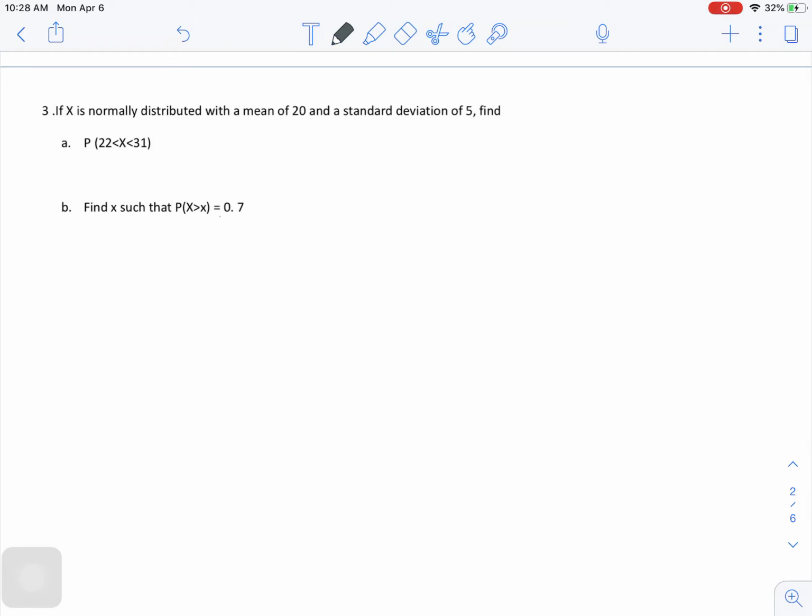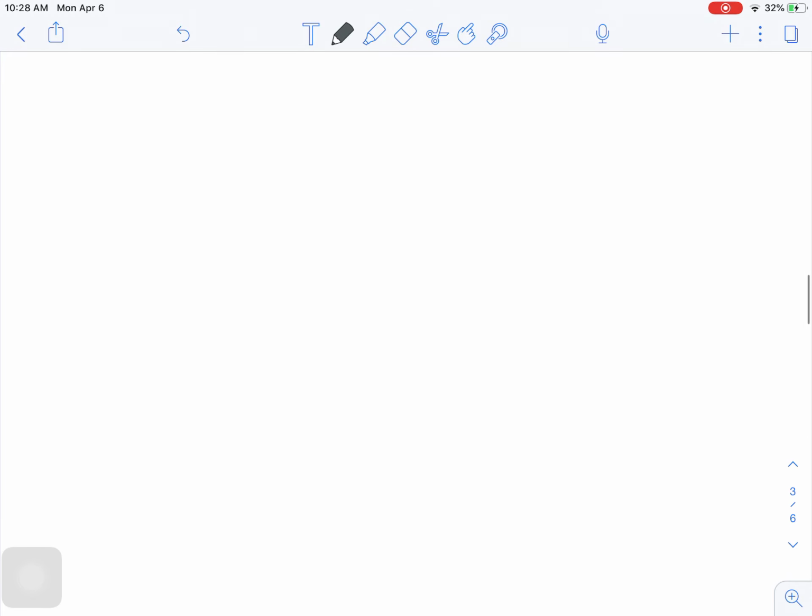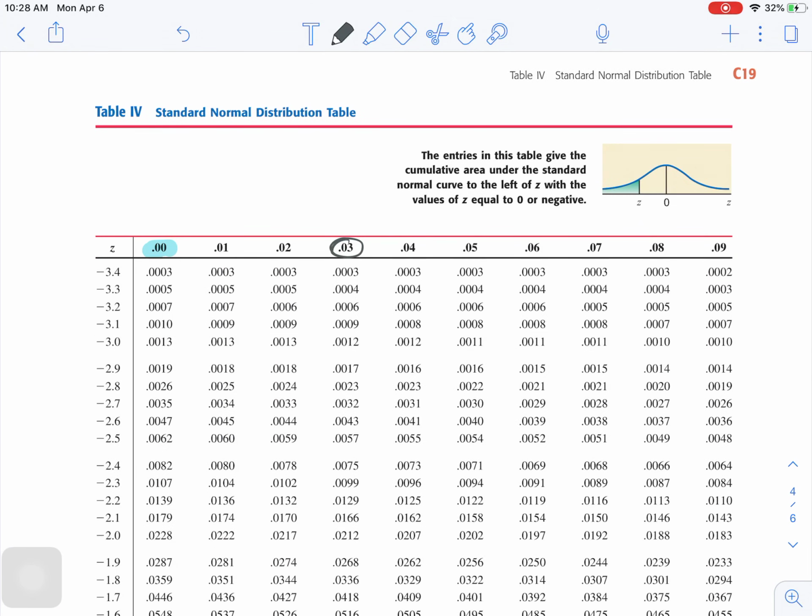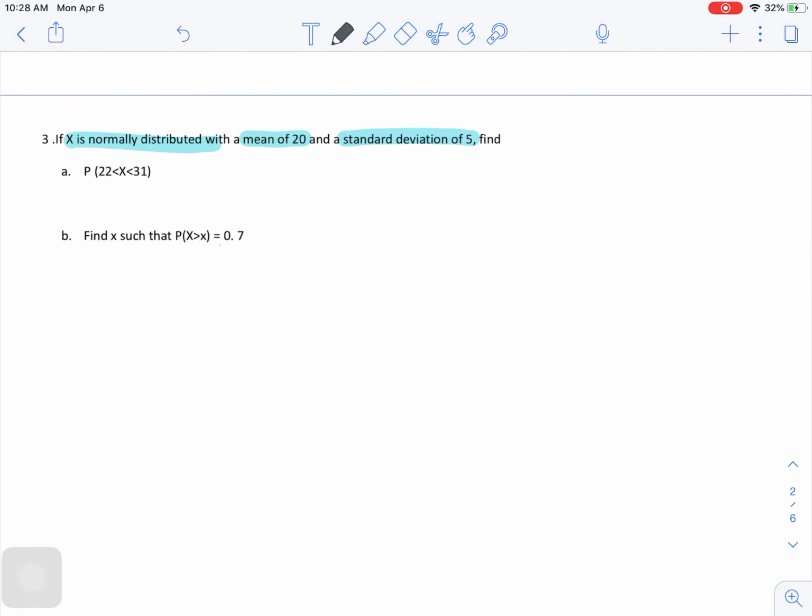For question 3, we're given a random variable x, which is normally distributed, except this time it's not standard normal. It has a mean equal to 20 and a standard deviation of 5. And we want to find some probabilities associated with it. Now remember that in order to use our z-table, this handy table for calculating normal probabilities, we need to have a standard normal distribution.